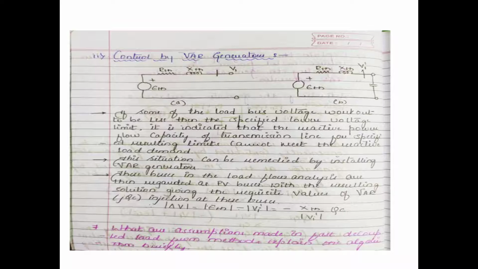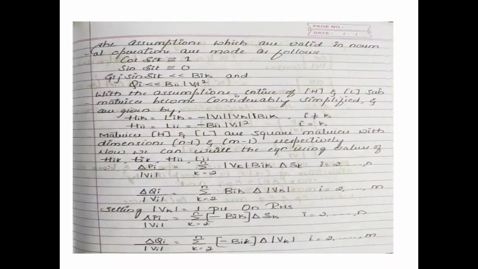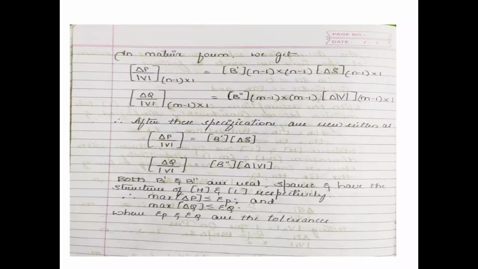Next, what are the assumptions made in the fast decoupled load flow FDLF method? Assumptions which are valid under normal operation are made as follows. With the cosine of the angle and the real and reactive power angle assumptions, the H and L matrices become considerably simplified. You calculate H and L with angle, real power and voltage, reactive power and voltage. In matrix form we get the P and Q values.